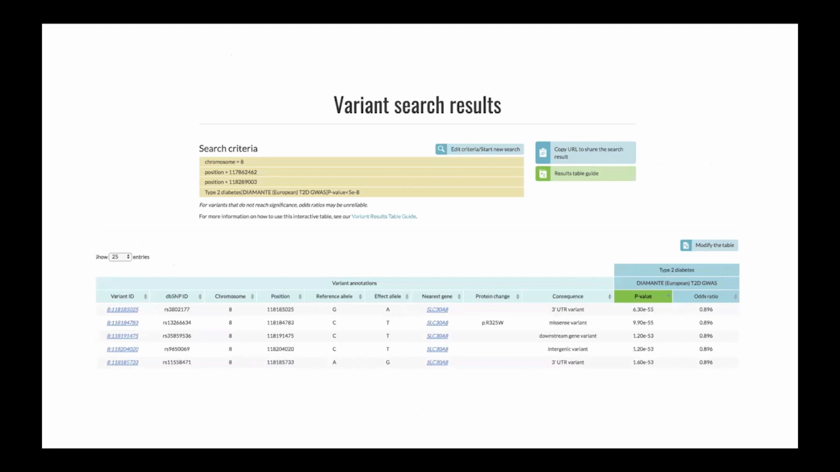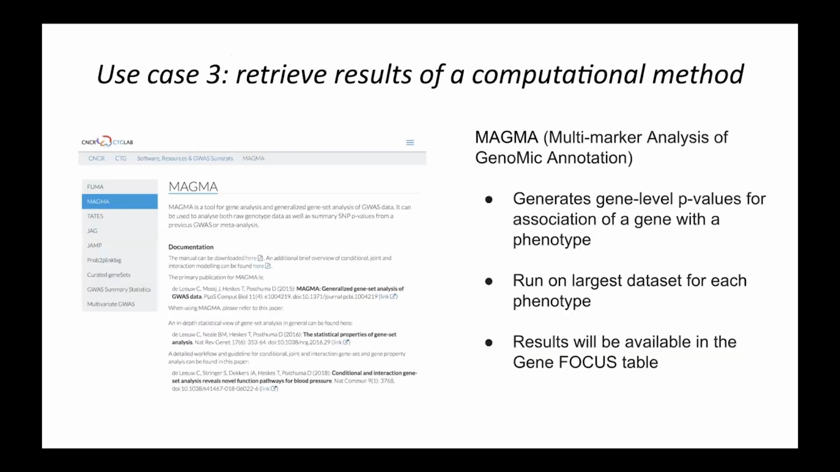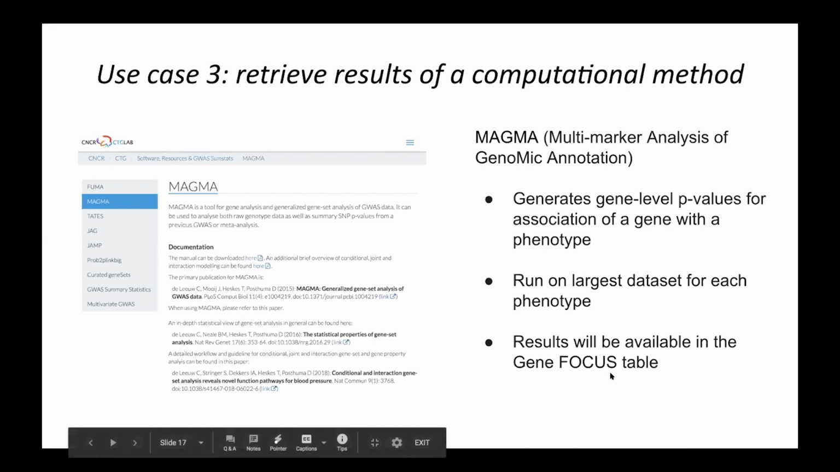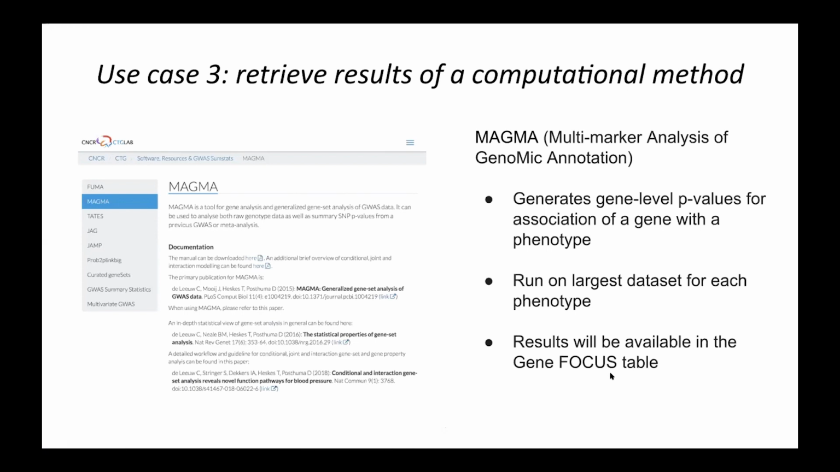A third use case is that the APIs let you retrieve the results of computational methods, and there are several methods you can retrieve results for. Here's an example, the MAGMA method, which is a way of generating gene-level p-values for association between a gene and multiple phenotypes. We've run this in-house on the largest data set for each phenotype, and we are going to make the results available via the focus table on the gene page, but they're not there yet. However, you can get them right now with the APIs if you want. Marc will tell you about that too.